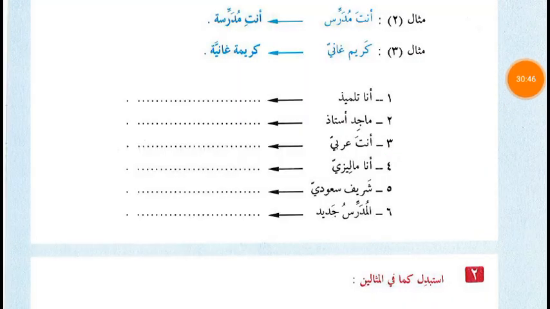I am a student. Ana tilmidatu. I am a student. Female student. Majid ustazun. Fatima ustazatu. Majida, female woman is Majida. Male is Majid. Okay, yes.